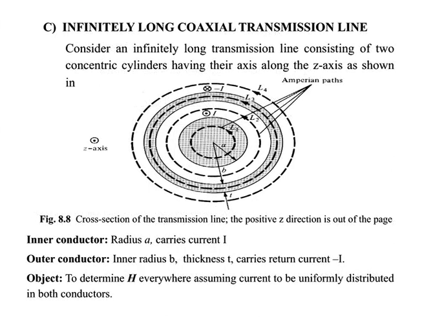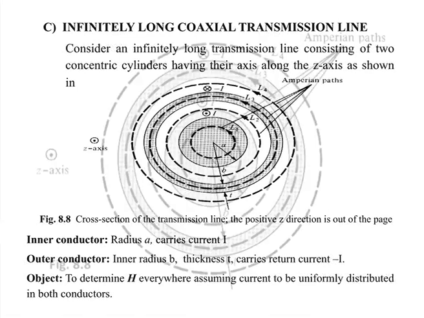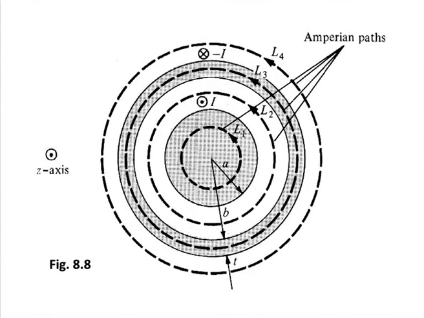The third case is of an infinitely long coaxial transmission line. Let us consider an infinitely long transmission line consisting of two concentric cylinders as shown in figure 8.8. The inner cylinder, or the inner conductor, is of radius a and carries current I, while the outer conductor has a radius b, has a thickness of t, and carries current minus I, or the return current. We are required to find H everywhere, assuming current to be uniformly distributed in both the conductors.